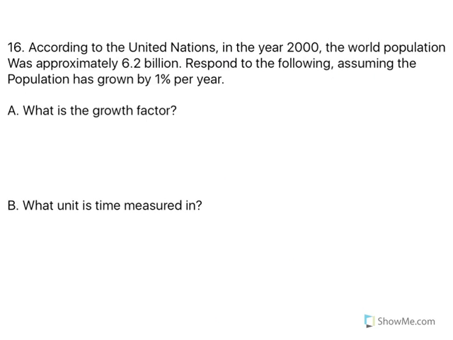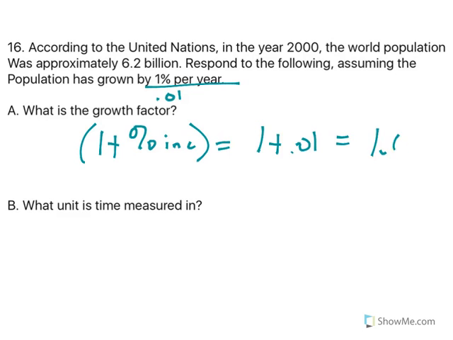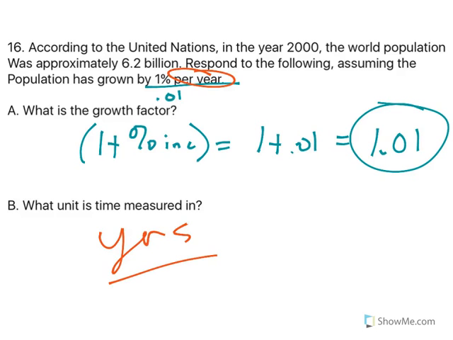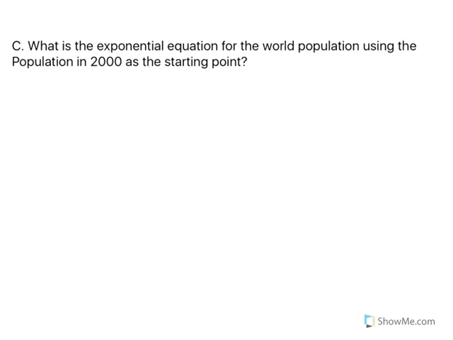And let's go to 16. According to the United Nations, in the year 2000, the world population was approximately 6.2 billion. Respond to the following, assuming the population has grown by 1% a year. Okay, let's find the growth factor. The growth factor is 1 plus the percent increase. So here's 1%, that's 0.01. So 1 plus 0.01, my growth factor is 1.01. What unit is time measured in? It says per year, so we're talking years. That makes it nice and easy.